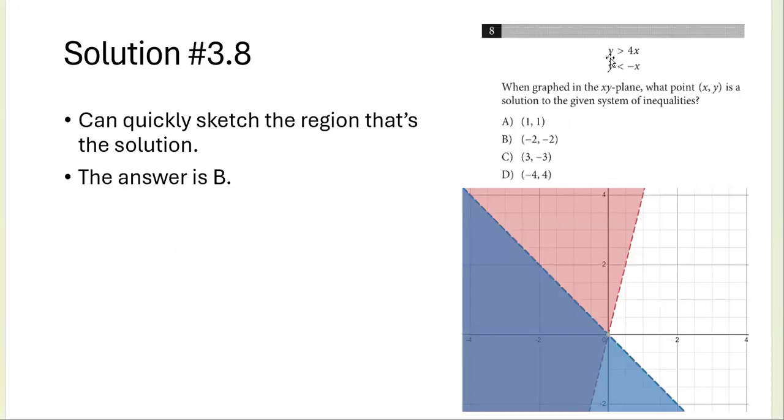Okay. So y is greater than 4x. So just graph the line y equals 4x. It's a line with slope of 4, y-intercept of 0. So that's this line over here, this dashed line that goes to the origin, this positive slope one, okay? And y is greater than 4x.